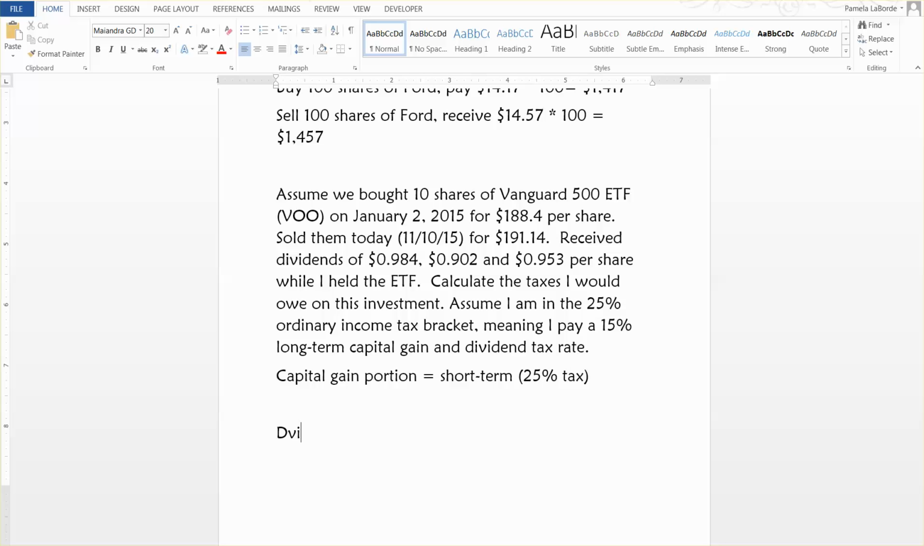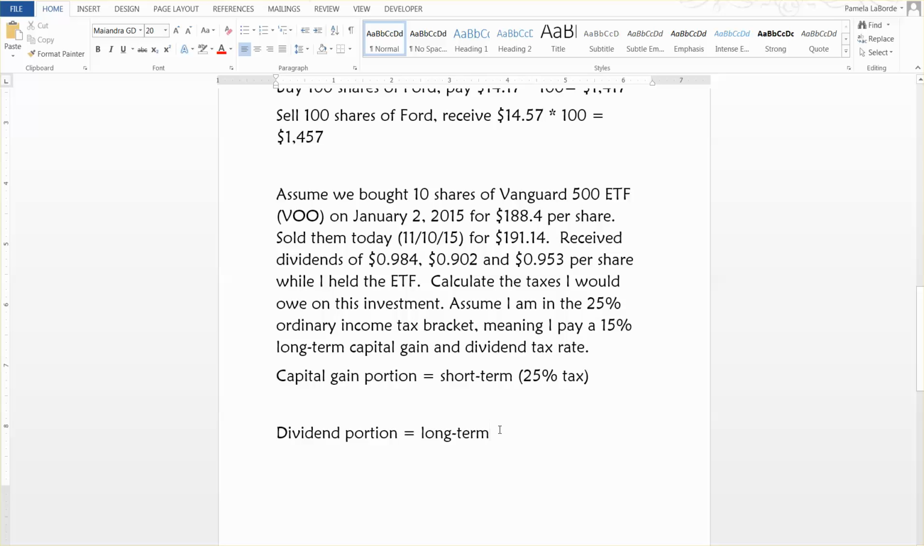The dividend portion is going to be classified as long term, so long as they're qualified dividends. And I didn't actually mention that at all, but let's assume these are qualified dividends. I seriously doubt that I'll give you a situation where you have unqualified dividends. But if you had unqualified dividends, they would be taxed as ordinary income, so you'd pay the 25% tax rate on them. But since I'm assuming these are qualified, we will pay the 15% tax rate on them.